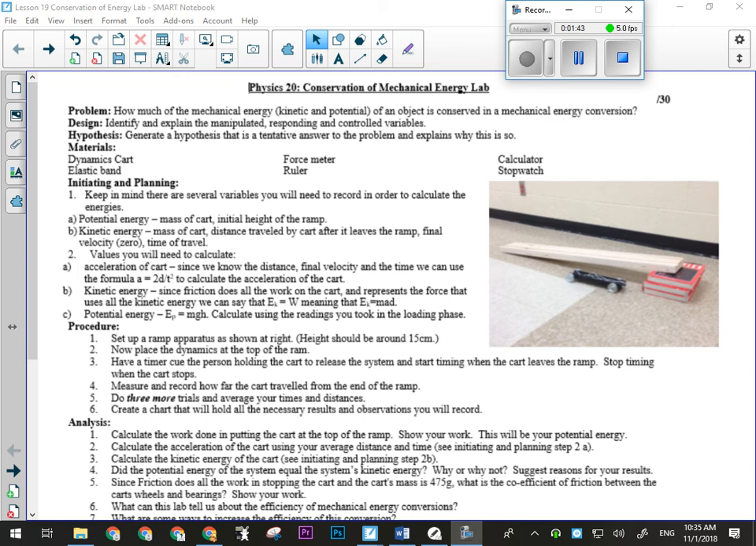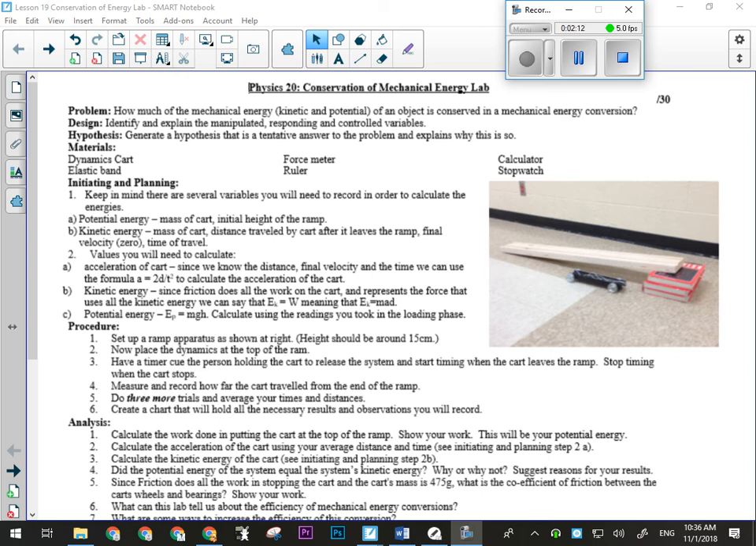Now, we can't directly measure the kinetic energy at the bottom because we can't measure directly how fast the object is going at the bottom of the ramp. So what we're going to do instead is measure how long and how far the cart rolls for after it leaves the ramp. What's going to stop it at that point? Friction. Friction is going to bring that cart to a stop.